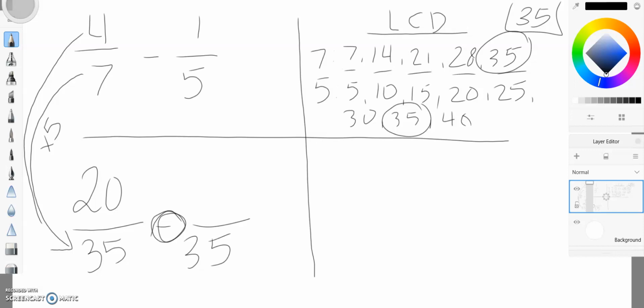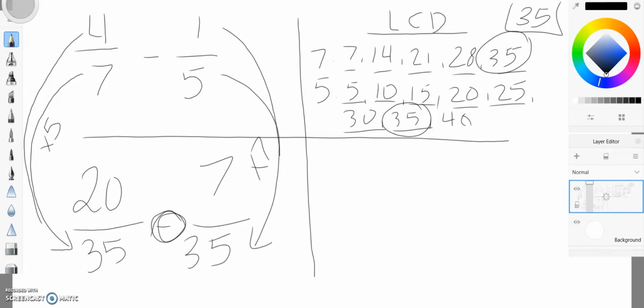Next, we have to change our other fraction, 1/5, to a fraction with 35 as its denominator. So how would I change 5 to 35? Let's see, how many times did I count up by 5 to get to 35? 1, 2, 3, 4, 5, 6, 7. So we did 5 times 7 to get to 35. Whatever I do to my denominator, I also do to my numerator. So we'll also be doing 1 times 7. So what's 1 times 7? 7. Hopefully you got the same answer.